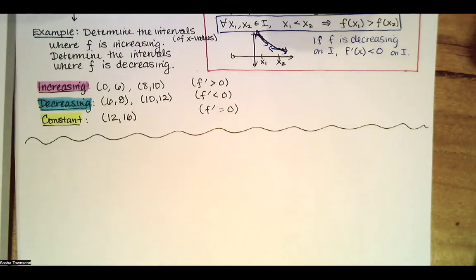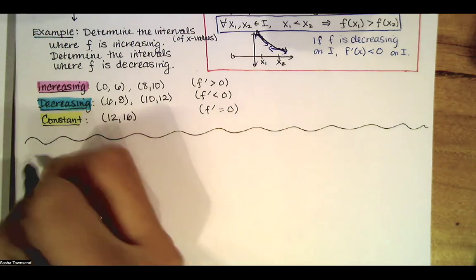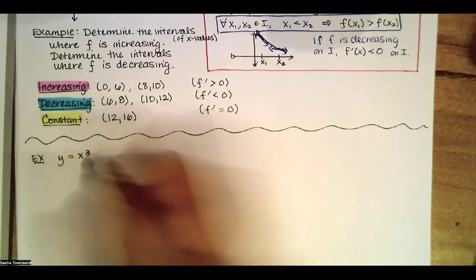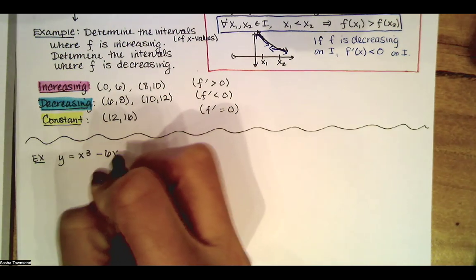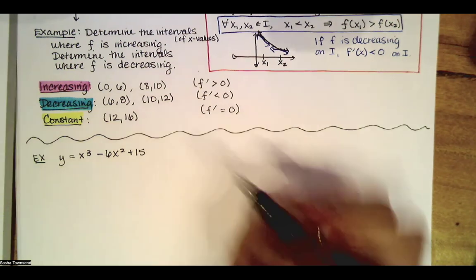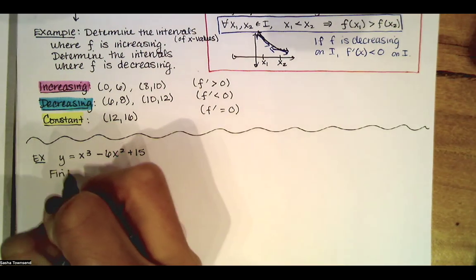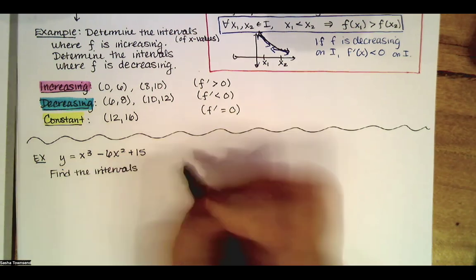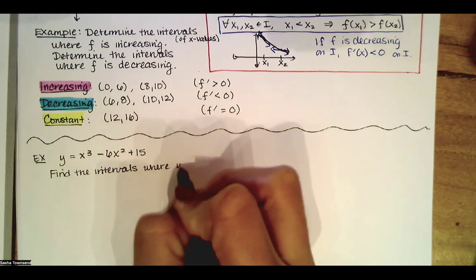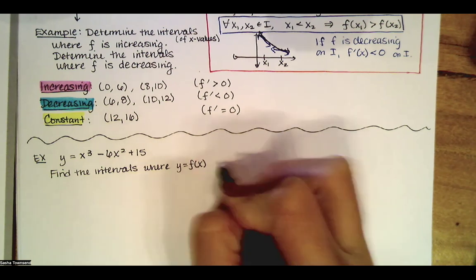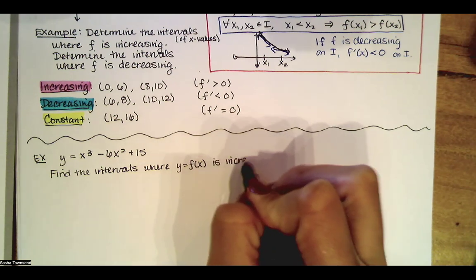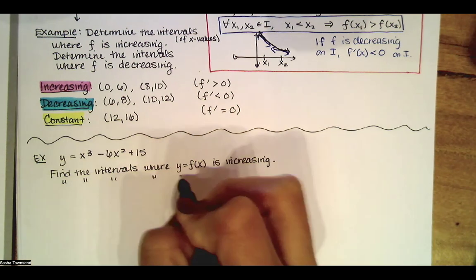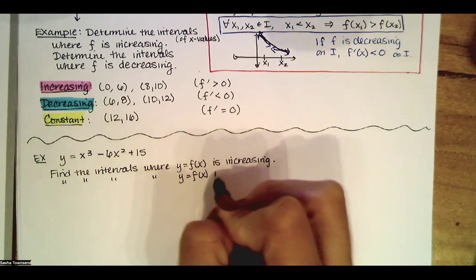And here's our first example. I always like to start with a polynomial. Let's say y is equal to x cubed minus 6x squared plus 15. Our goal is to find the intervals where y equals f of x is increasing, and similarly to find the interval where y equals f of x is decreasing.